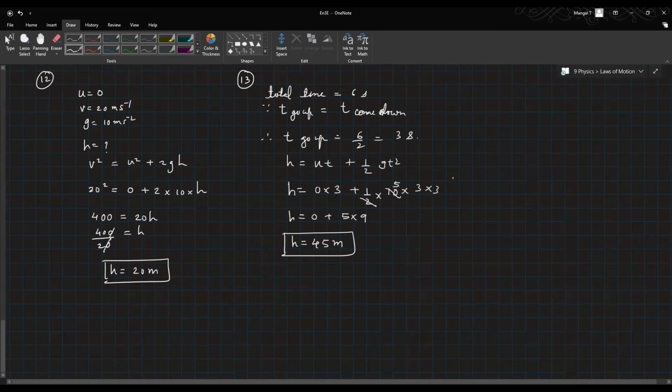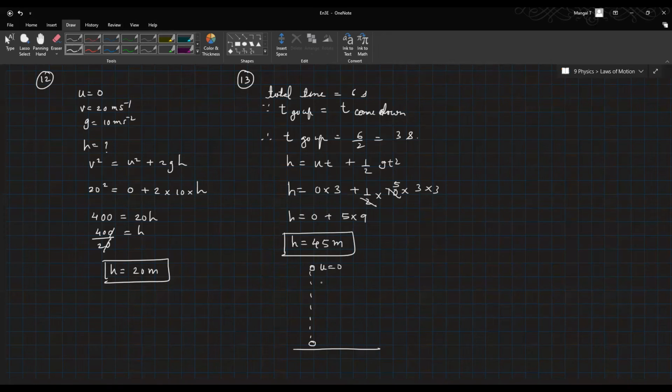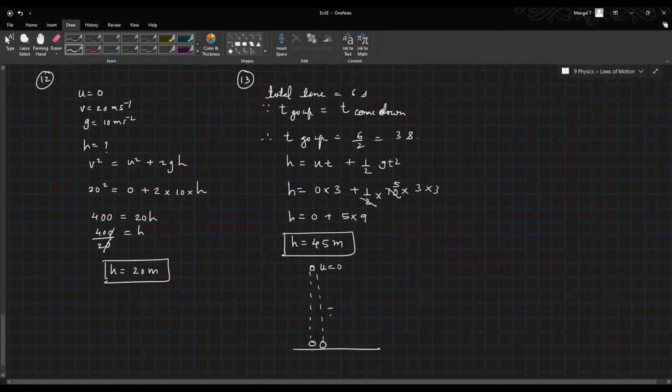Here I am taking this point that the ball, when it goes up, and then over here, the initial velocity can be taken as 0, and then the ball comes down in 3 seconds. So I've taken that condition over here, that the ball is at a maximum height, then it is falling down. So the ball falls down by 45 meters. So the maximum height attained by the ball is 45 meters.